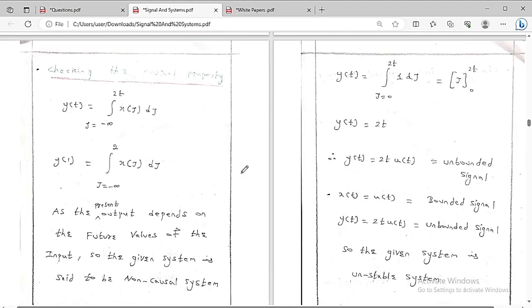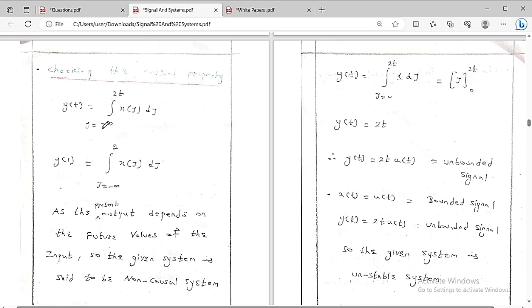So now we are going to check the causality property. What is the meaning of the causality property? If the present value of the output is independent of the future values of the input, then we can say the given system is a causal system. Let us see how we are going to get that.